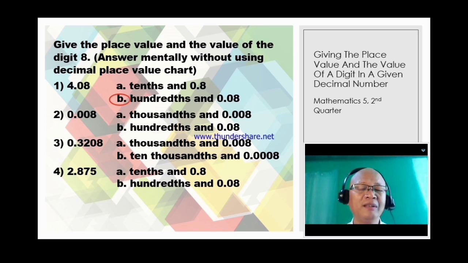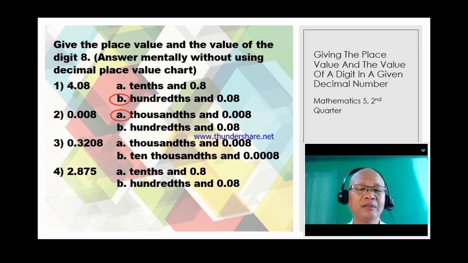Number 2, we have there 0.008. If we read that one, that is 8 thousandths. Okay, so what is our place value of 8? 8 thousandths, and the value is 8 thousandths. B, hundredths and 8 hundredths. What is your answer? Yes! Very good. Letter A. Okay, letter A. Correct.